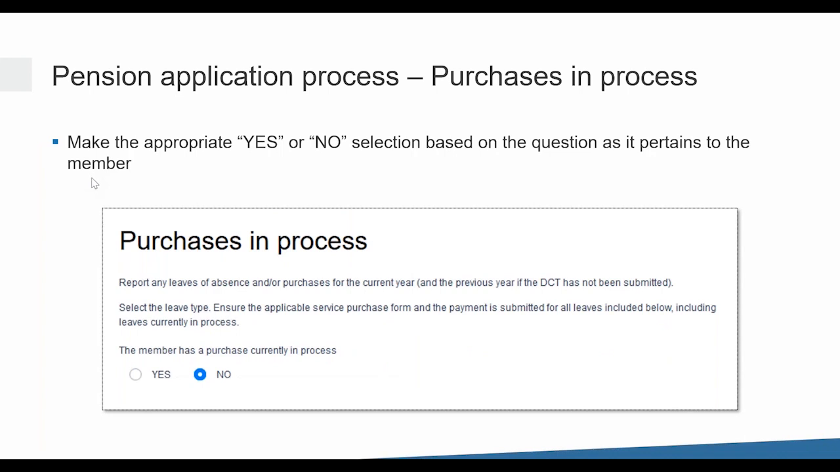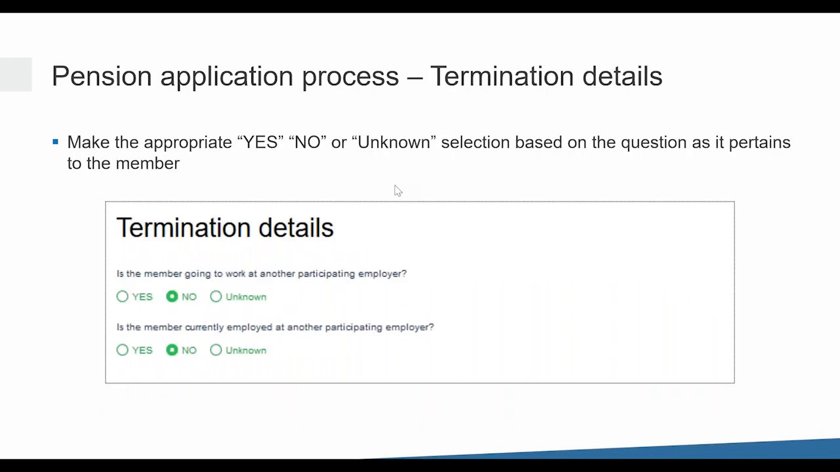In the next section, you would indicate if the member has a pension service purchase in process with CAT. In this section, you would indicate if the member is currently employed with another CAT employer, and if the member is already a member with CAT. If you do not know if the member is currently employed or already a member of the plan, choose Unknown.